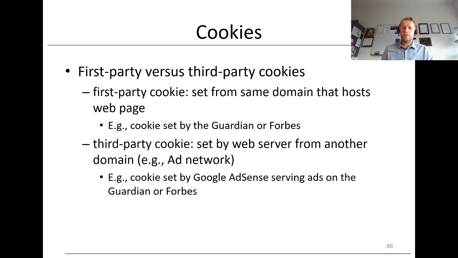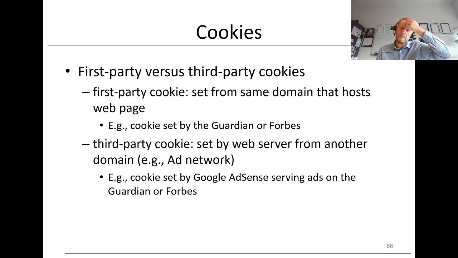First party versus third party cookies. A first party cookie is set from the same domain that hosts the web page. So let's say that I visit news websites, The Guardian or Forbes. If I visit The Guardian, it sets a cookie on my laptop. If I visit Forbes, Forbes can set a cookie on my laptop. These are what we call first party cookies.